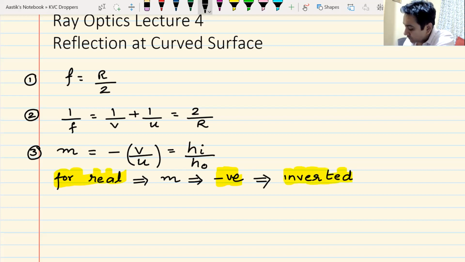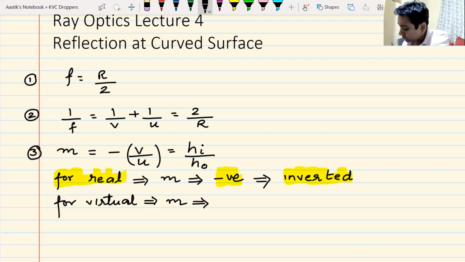What about the virtual image? The magnification of a virtual image would be? Positive, sir. Will it be an erect image or an inverted image? Erect. It would be an erect image. Do we understand this, everyone?